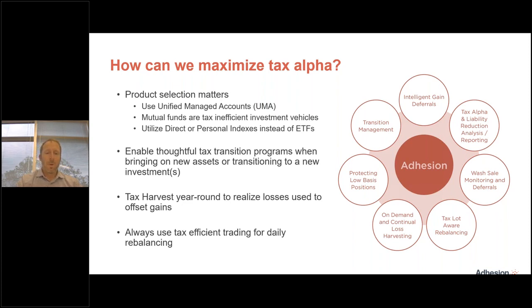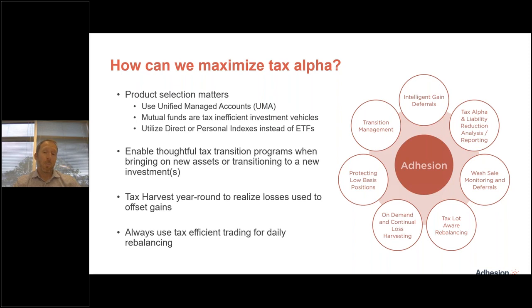Lastly, I wanted to bring up that we should be using, wherever possible, direct or personal indexes instead of ETFs. Now, what a direct index is: if you think of an ETF, typically and historically it maps out the performance and the holdings of an underlying index. A direct index takes that same index and actually purchases a representation of the underlying holdings as well. So with the example of the S&P 500, you could purchase an ETF that maps out and holds a single security, or you could purchase a direct index and buy the actual holdings with the weights of the S&P 500 itself.